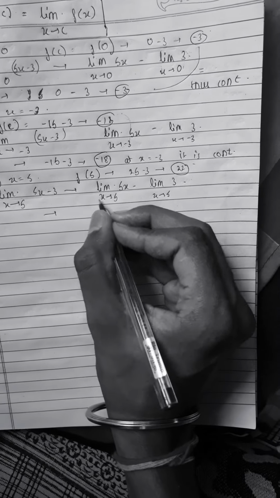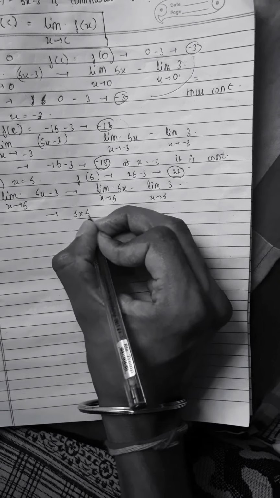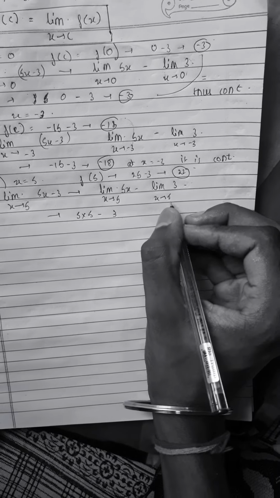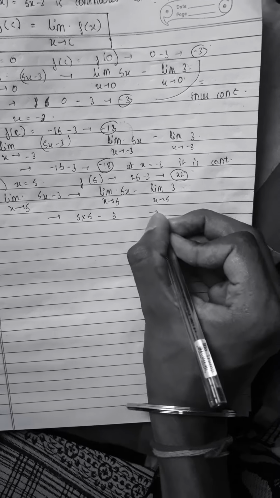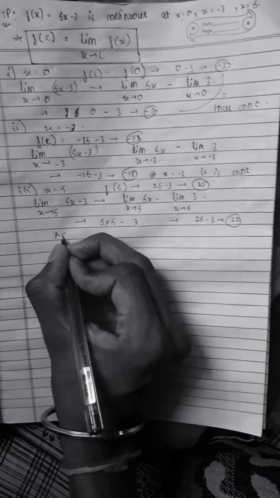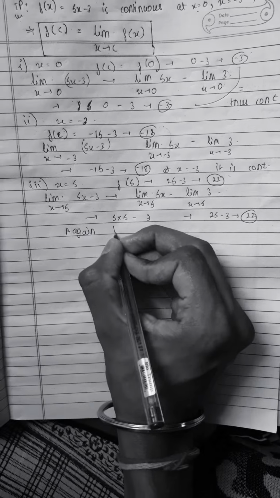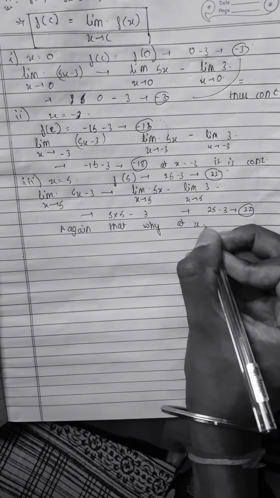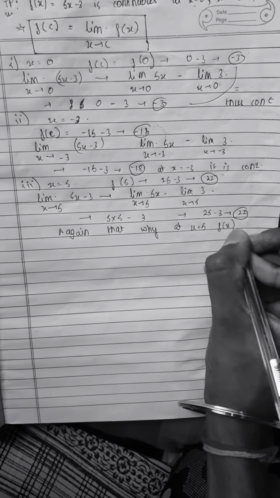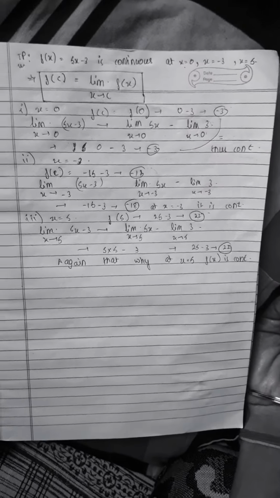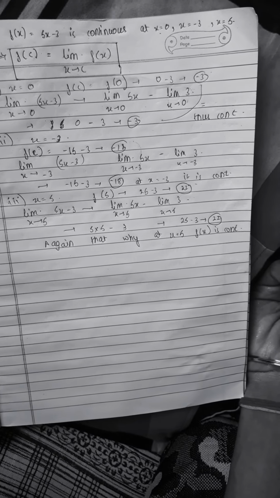That's why this whole term would become 5 into 5 minus simply 3, because there is no term for x so that we can put the value of x as 5. That would become again 25 - 3, that is 22. Again we see that it's equal. That's why at x = 5, f(x) is continuous. So in all the three situations we have proven it. So the first question of the first exercise of continuity and differentiability we have completed.